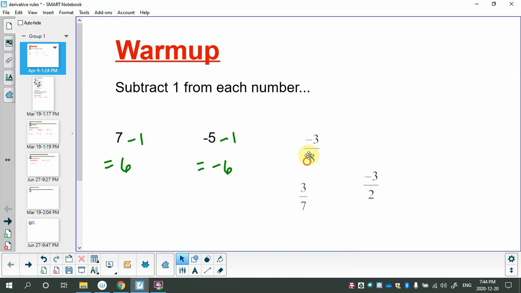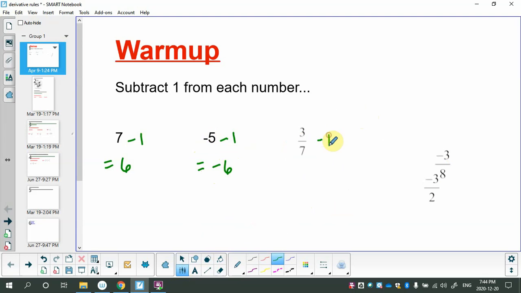All right, next one we'll do is 3/7. So 3/7 subtract 1 is actually 3/7 subtract 7/7, because 1 is anything over itself and we need a common denominator. So that ends up being -4/7. And to do derivatives, you need to do this, hopefully quickly. And you don't need to show your work.